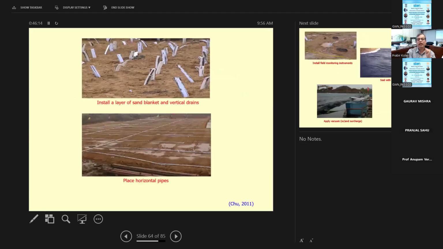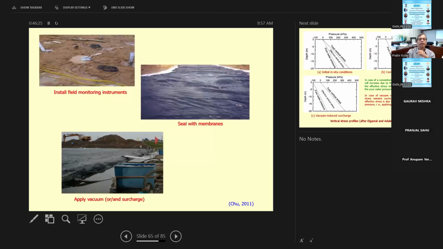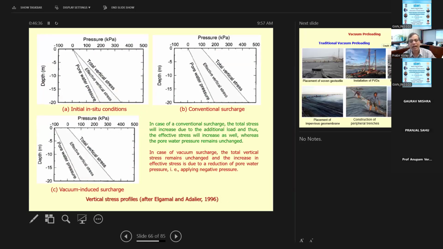So this is the installation of the sand blanket and the vertical drains. We'll talk more in the PVD lecture, but this is the PVD, the vertical drain you can use. I'm not going to go into detail on sealing the membrane, how we can install the monitoring instruments, all this stuff, the vacuum and surcharge. So again, I just want to tell you a little bit of this.